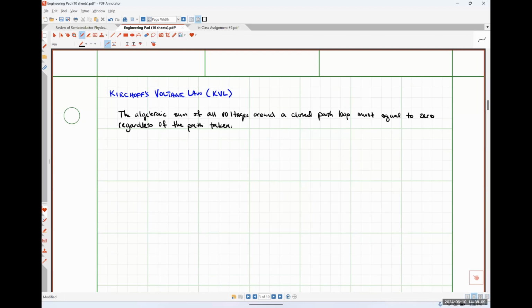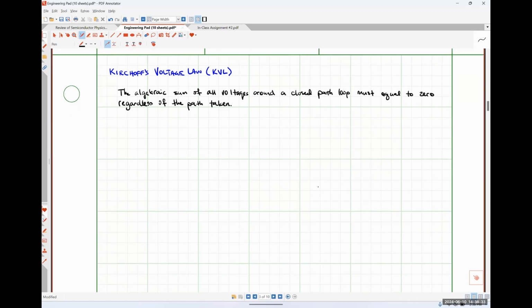So what we are going to use Kirchhoff's voltage law to do is to determine unknown voltages in a system. And then if we introduce Ohm's law as well, we will be able to determine both unknown voltages and unknown currents. So let's see that put into action. Okay. So let's say that we have the following circuit.